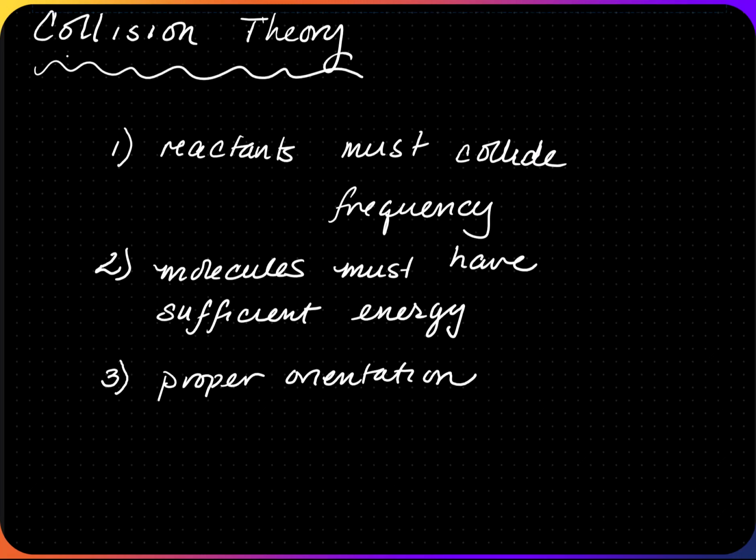Collision theory is a review. In order for a reaction to occur, the reactants must have the following three properties. 1. The reactants must collide. The more they collide, the better chance the reaction will occur. So we're looking for frequency.